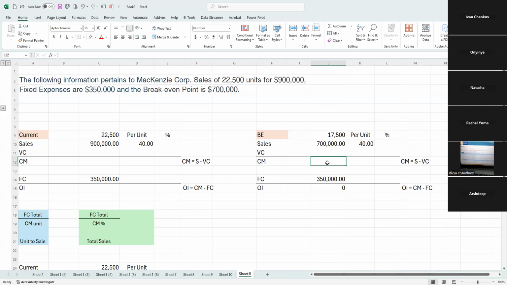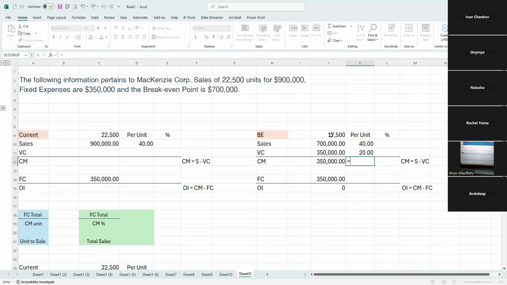Then how much is my contribution margin? 350. If my contribution margin is 350, can you get, as a percentage, how much my variable cost is? 350, which is 50%. If my variable cost is 350 when I'm selling 17,500 units, how much is my variable cost per unit? This divided by the units. How much is it? $20.